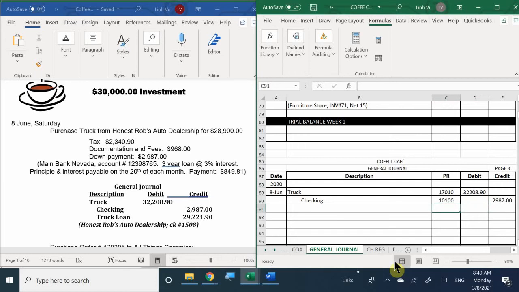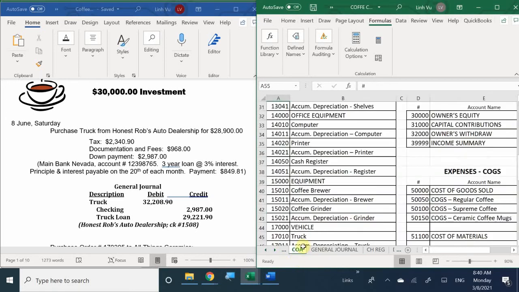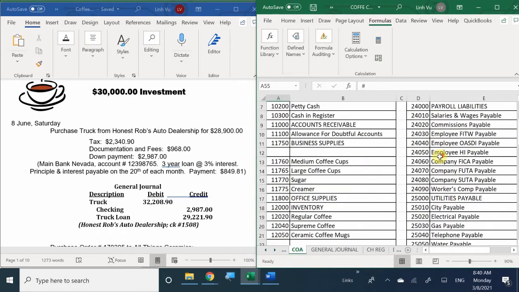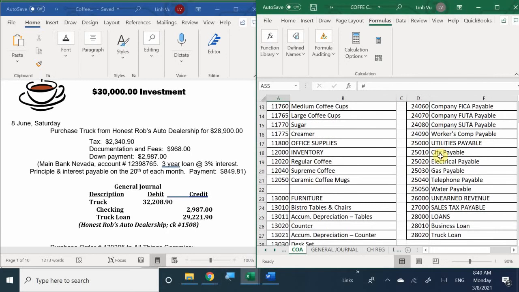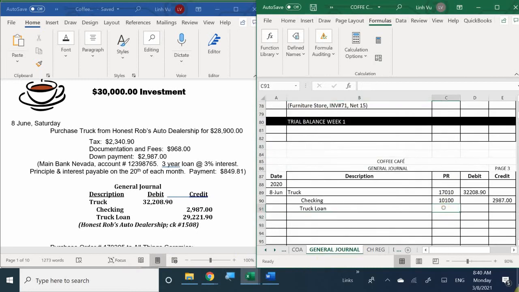Last but not least, we also got a truck loan, right? Let's go ahead and look at our chart of accounts. What number is a truck loan? 28020. Okay, so here we go, 28020.